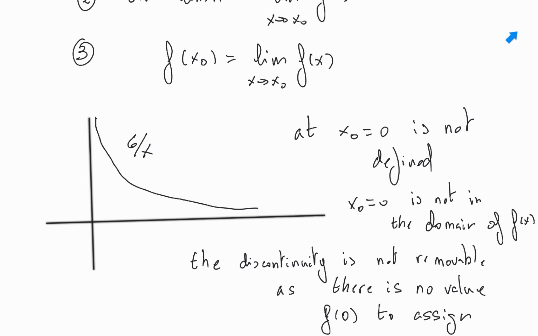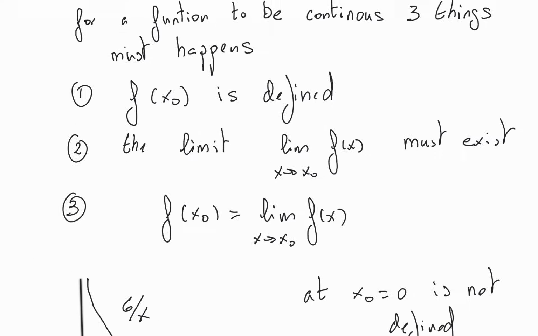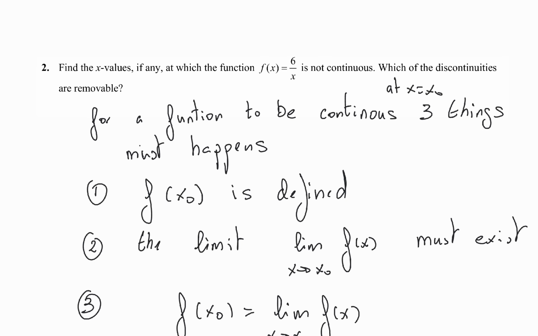Okay, second problem. Let's read the second problem and solve it quickly. It says, find the x value, if any, at which the function 6 divided by x is not continuous. Which of the discontinuities are removable? Well, the function 6 divided by x is a hyperbola, and it looks like this. As you see, at x equals 0, does the limit exist or not?